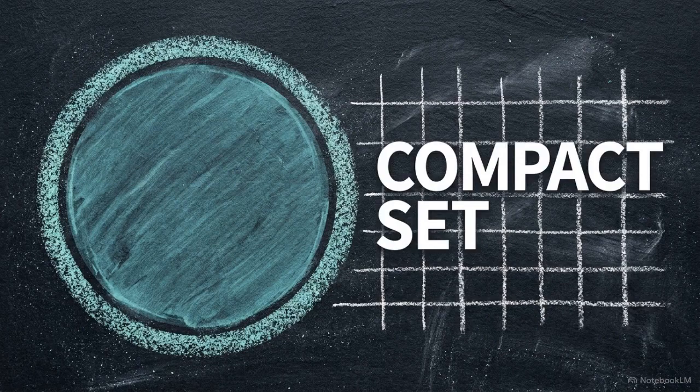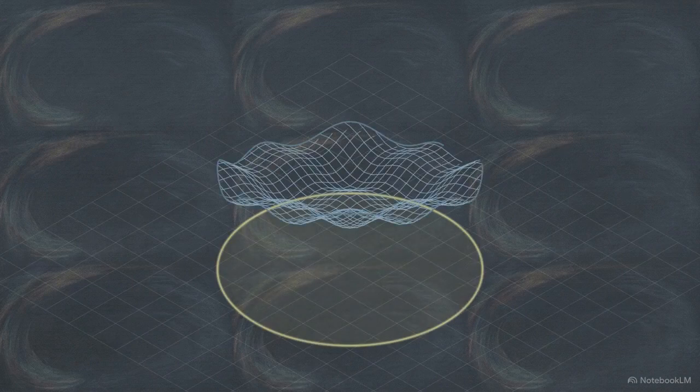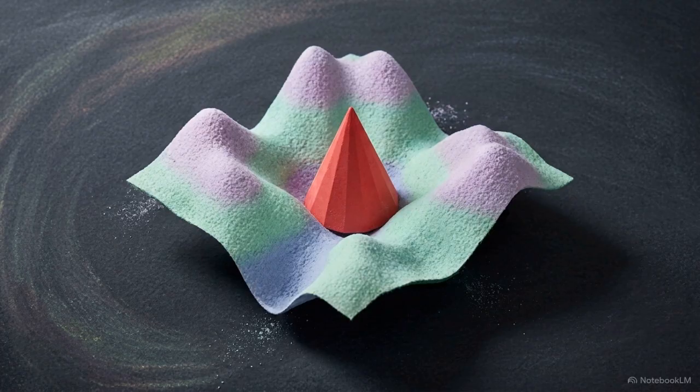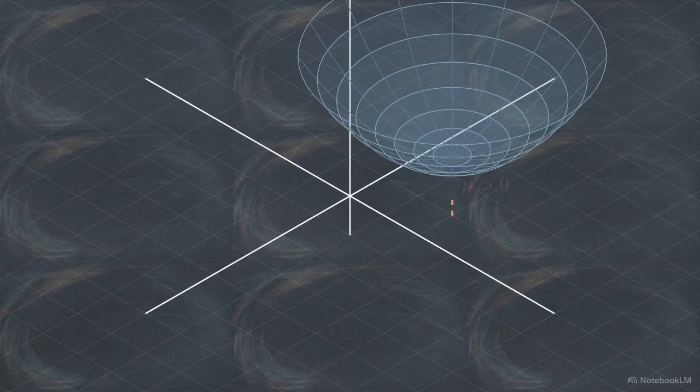In topology, we define this finite, bounded region of the complex plane as a compact set. We then apply the extreme value theorem. Any continuous function operating on a compact set must achieve an absolute minimum value. Rudin defines this guaranteed lowest elevation as the value mu. By utilizing topology, the task of finding an algebraic root is narrowed down to investigating this single guaranteed lowest point on the terrain. The proof proceeds by contradiction.